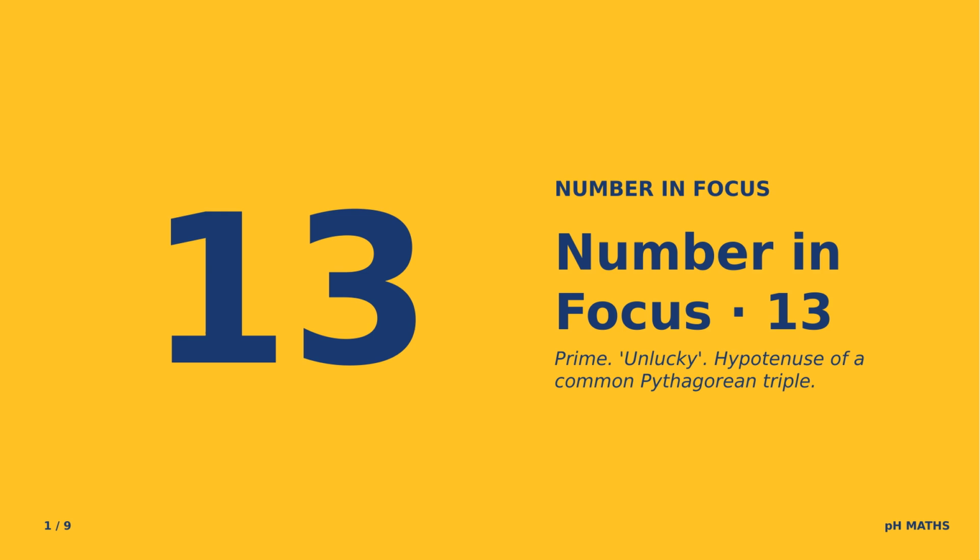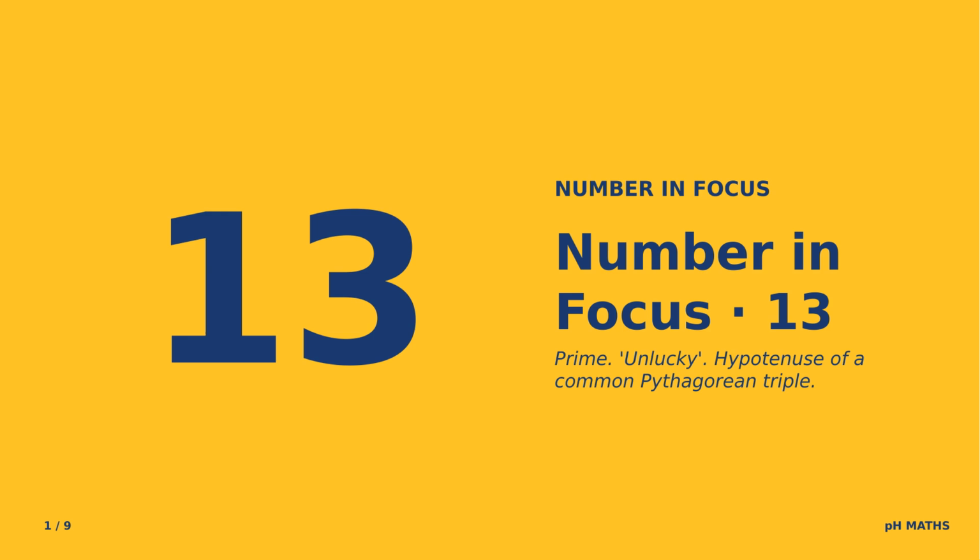Number in focus: 13. 13 is the prime with the worst PR, unlucky 13. But in maths terms, it's the hypotenuse of one of the most common Pythagorean triples in the syllabus, the sixth prime and a Fibonacci number. By the end of this video, you'll spot 5, 12, 13 on instinct and know exactly where it shows up in your exam.